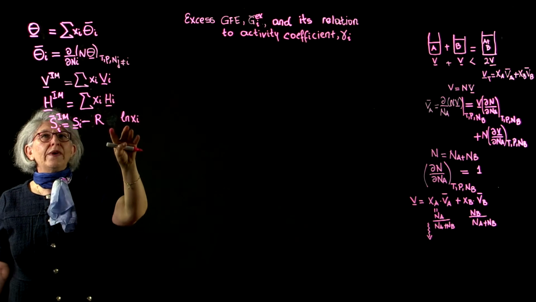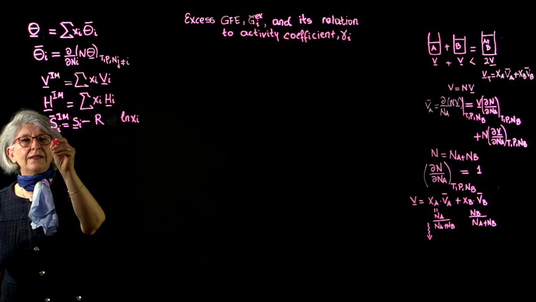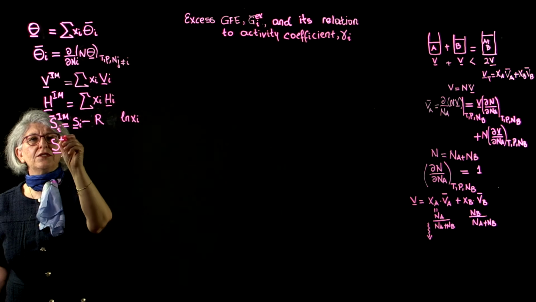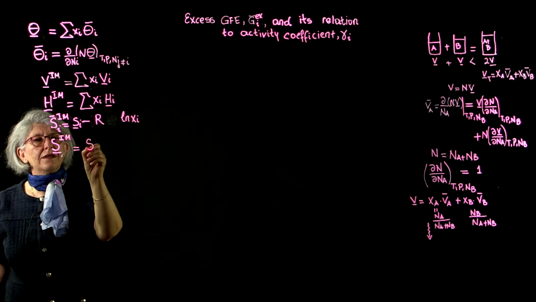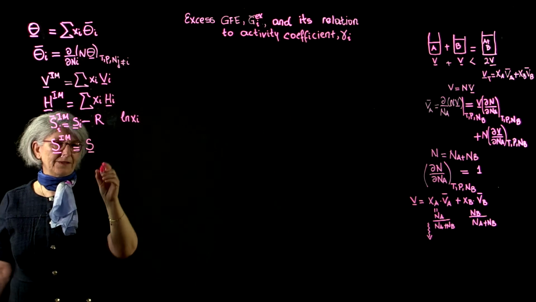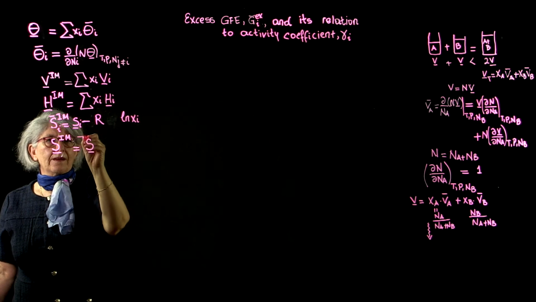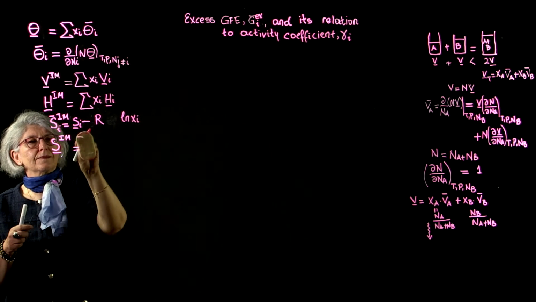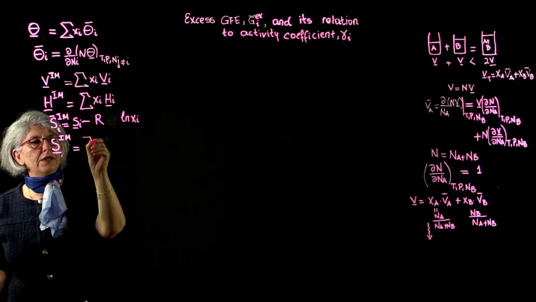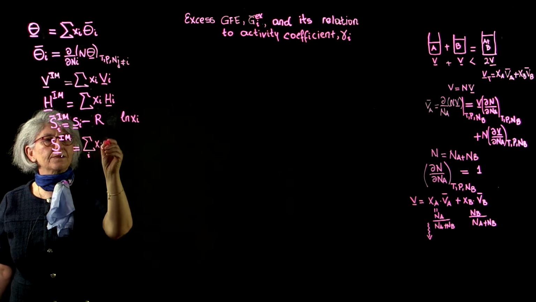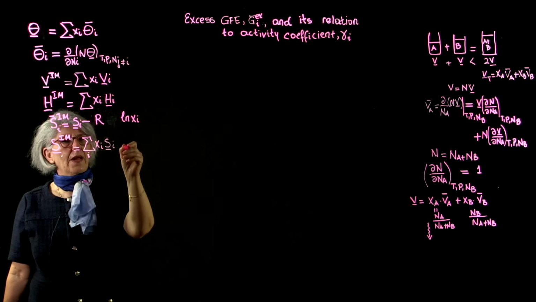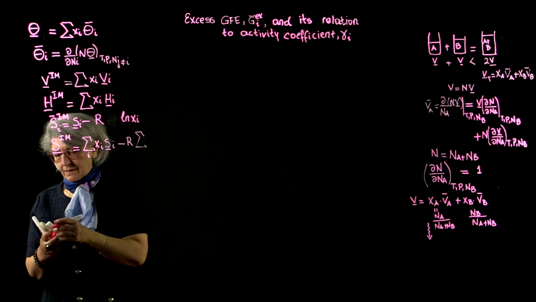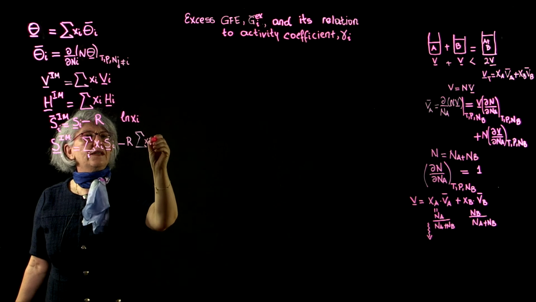All right, so when we take this one and write the total entropy of the ideal mixture, it will be the total entropy due to the pure component entropies, minus R, sum of xi ln xi.